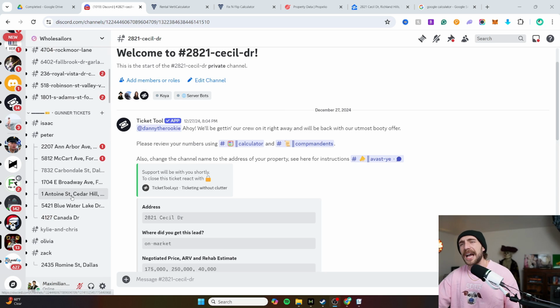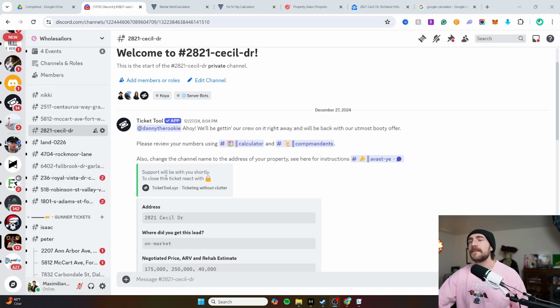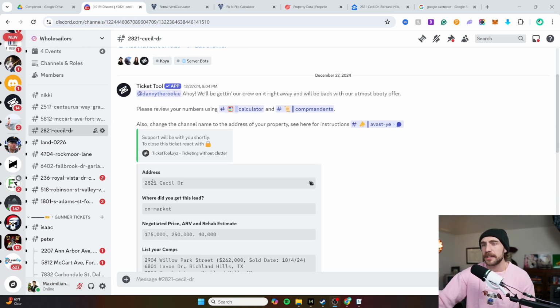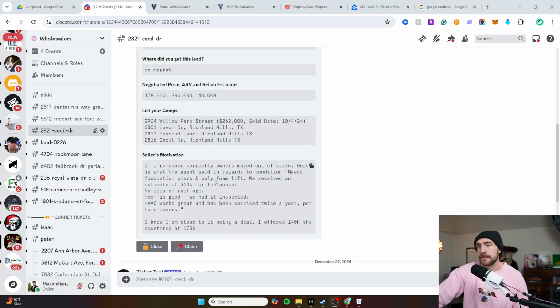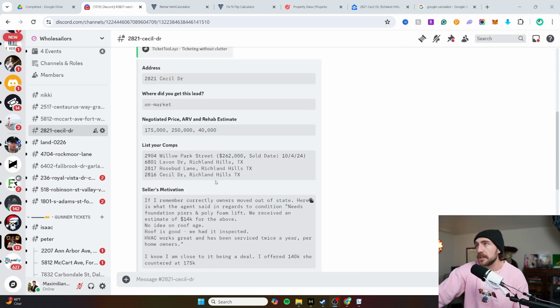And one thing we have is the Captain Comp feature where someone like Danny the Rookie, is Danny really a rookie? Well, let's see. Danny the Rookie sent me this property and he said, hey, Max, I think the ARV is like 250 and I negotiated 175 and I think repairs is around 40K. Should I lock it up? Is it a good deal? Like, is 175 a good deal? That's what he wants to offer.